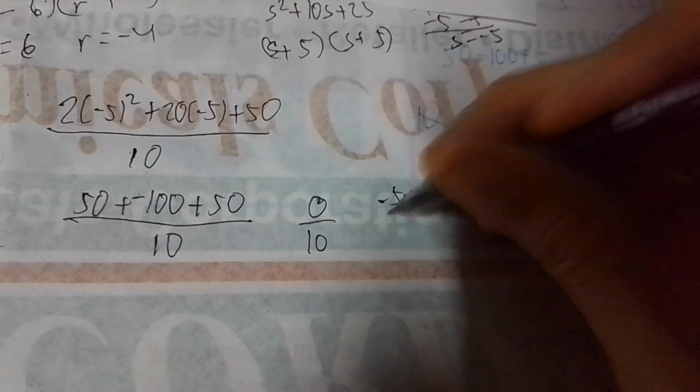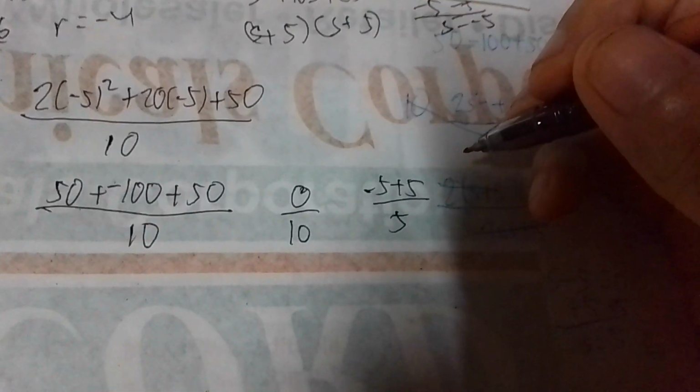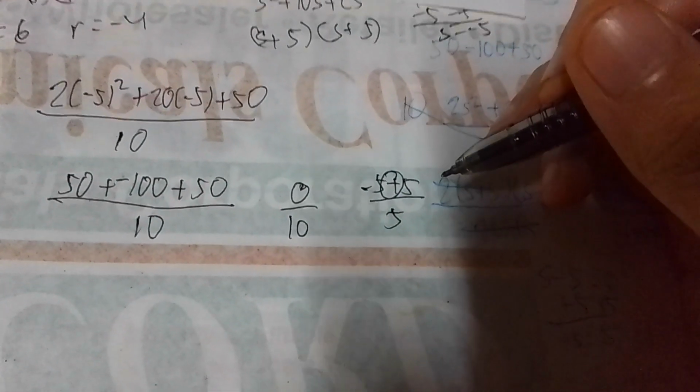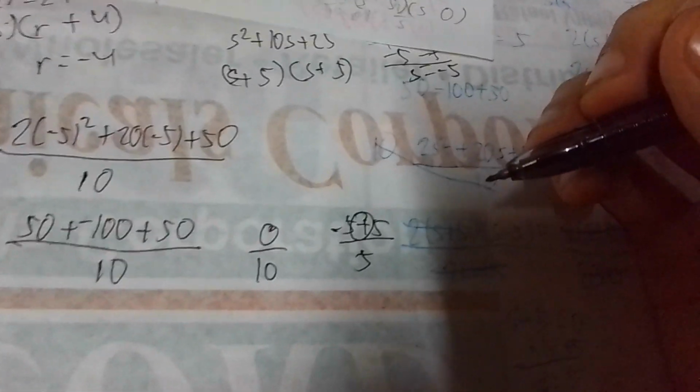On the other hand, we have negative 5 plus 5 divided by 5. Did you know that negative 5 plus positive 5 equals 0 too? So they're even. And even if you were to divide those two numbers, you still get the right answer, which is 0. So this checks.